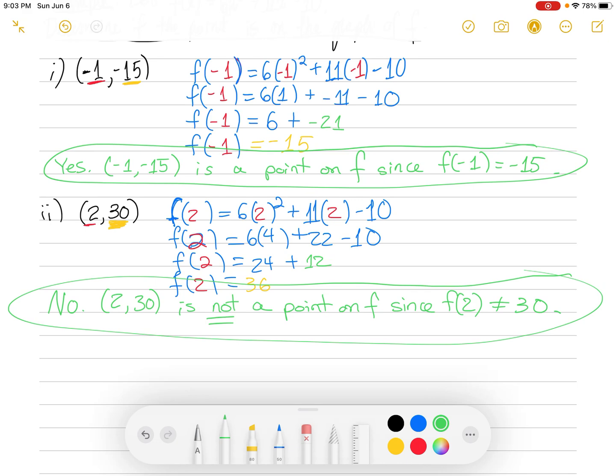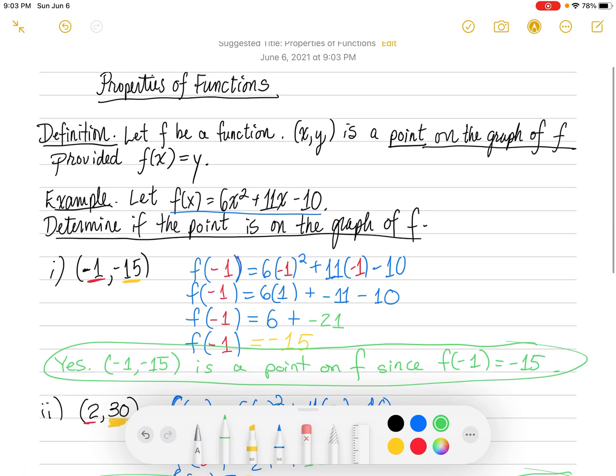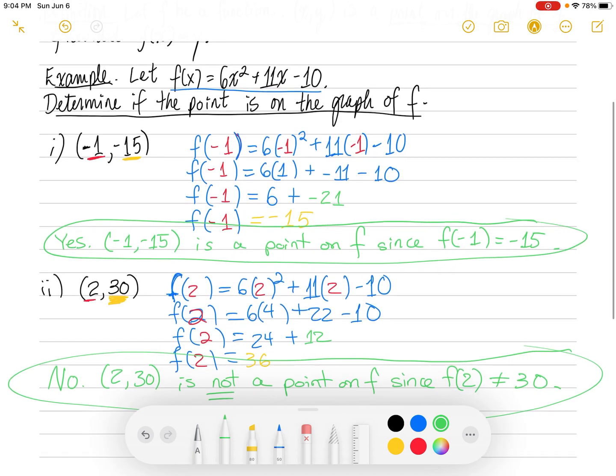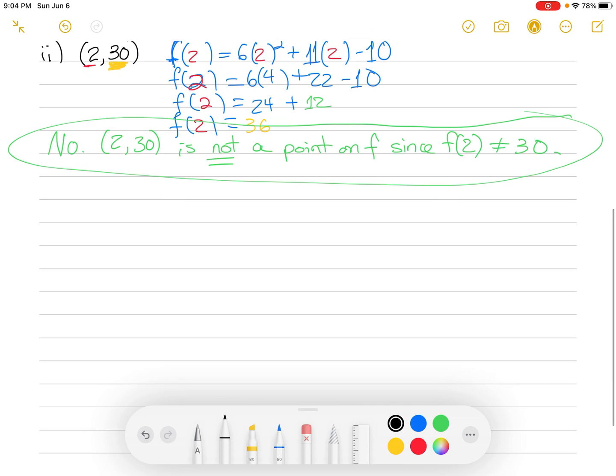Okay, so we've already looked a little bit at x-intercepts. We know how to find x-intercepts. Remember, to find x-intercepts, you set the y value equal to 0 and solve for x. So let's take this same function we're looking at, 6x squared plus 11x minus 10. Let's find the x-intercepts of this function.